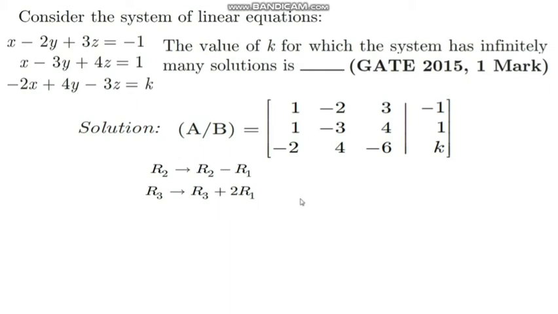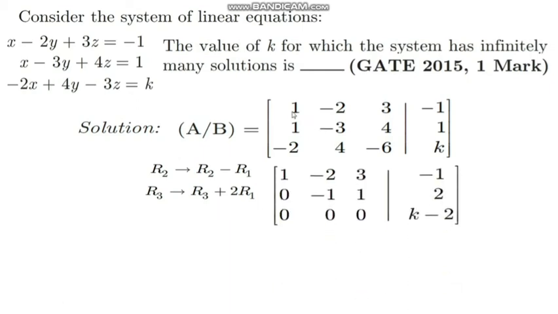The equivalent matrix has the first row unchanged. You can take it as it is. The second row will be 1, negative 1, 0, negative 3 plus 2 is negative 1, 4 minus 3 is 1, 1 plus 1 is 2. The third operation is R3 plus 2 R1. So this is negative 2 plus 2 is 0, 4 minus 4 is 0, negative 6 plus 6 is 0, k minus 2.